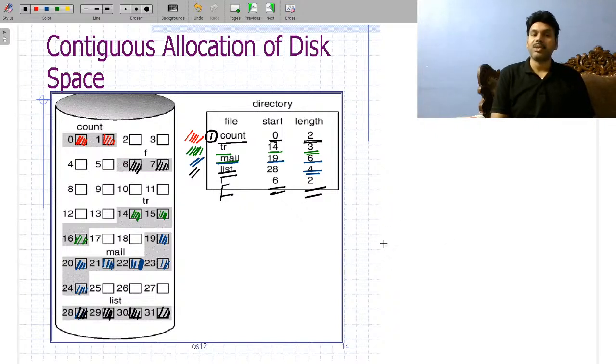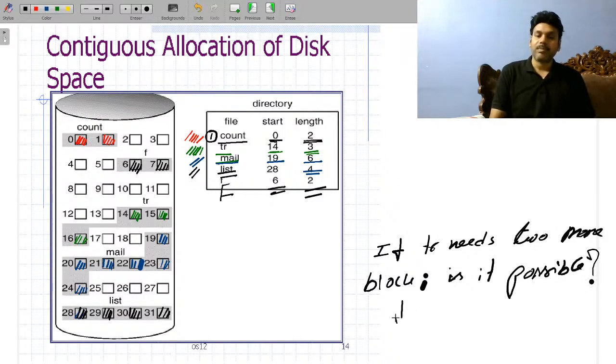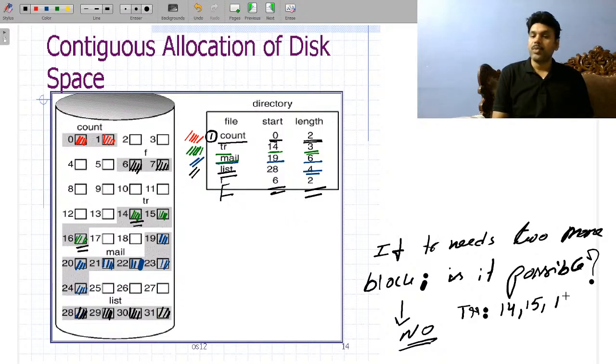What is external fragmentation? Please understand, if TR needs 2 more blocks, is it possible? Then we will say no. Why no? Because TR starts at 14 and it already occupied up to 16. Please understand, the TR file starts at 14, it occupied 15 and it also occupied 16. You're asking for 2 more blocks. Is it possible or not?